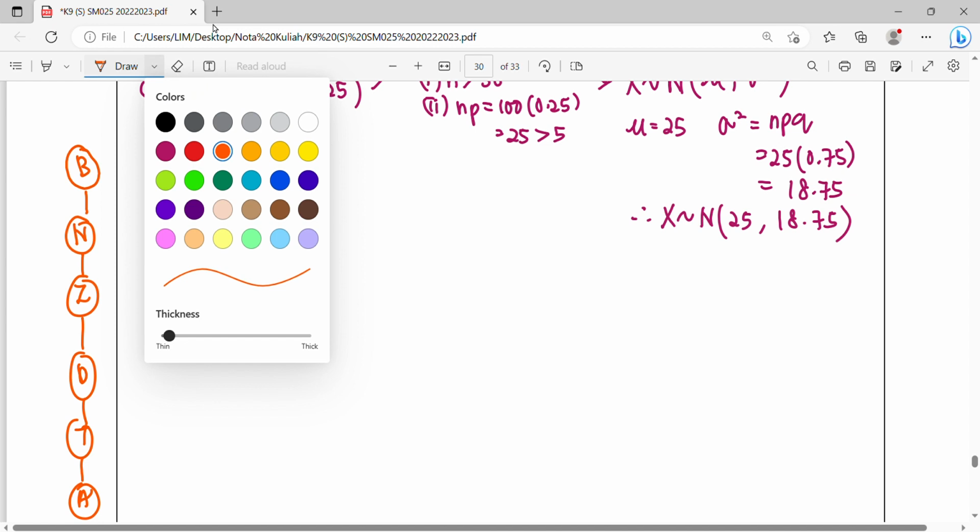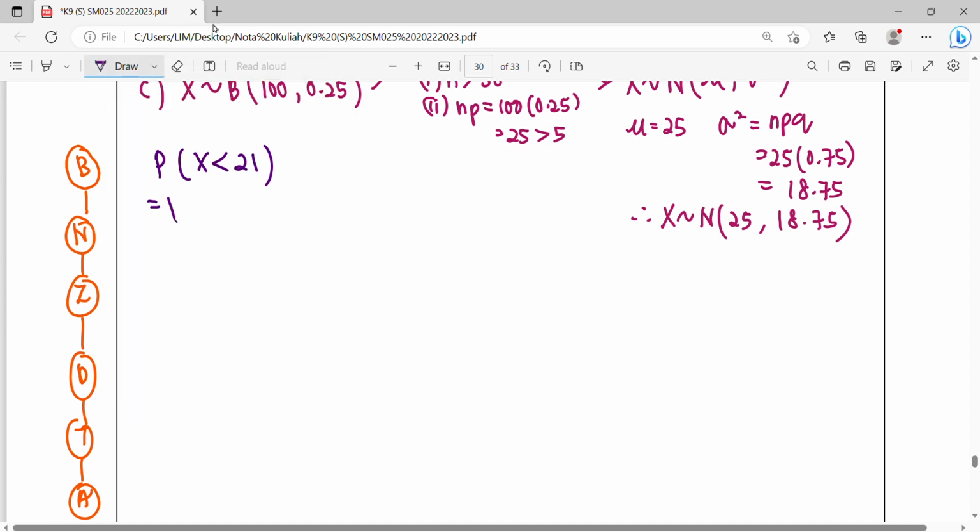So binomial to normal, what happened to the X? Yes, from discrete, we change to a continuous random variable. So less than 21, the boundary is less than 21. Does 21 count or not? No. It must be 20, 19 and so on. So the boundary before 21 is 20.5. So now our X has already become normal, a continuous random variable.